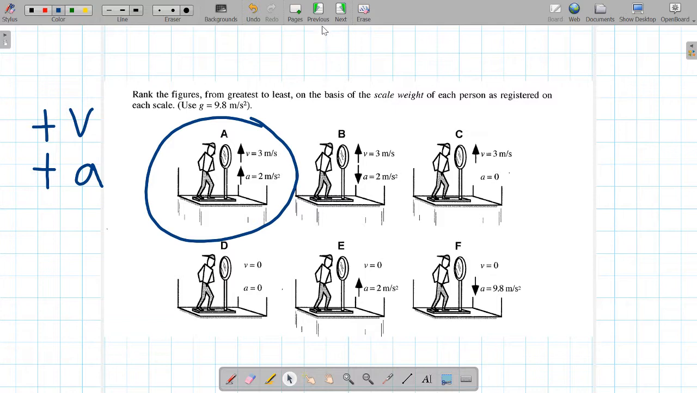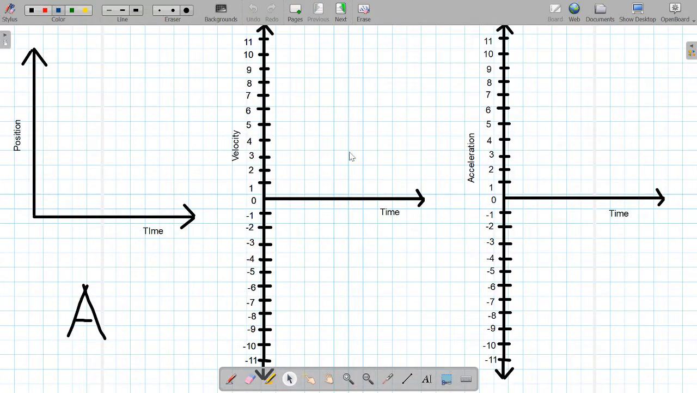So how does it look on a position time graph? On a position time graph, again, we're working on situation A here. If we're speeding up in the positive direction, that means we're going uphill and we're becoming steeper with time. So your position time graph should look something like this for situation A. Goes uphill and it becomes steeper with time. Your velocity time graph, you should be on the positive end and you should be getting further away from zero. So that should look something like this for a velocity time graph.